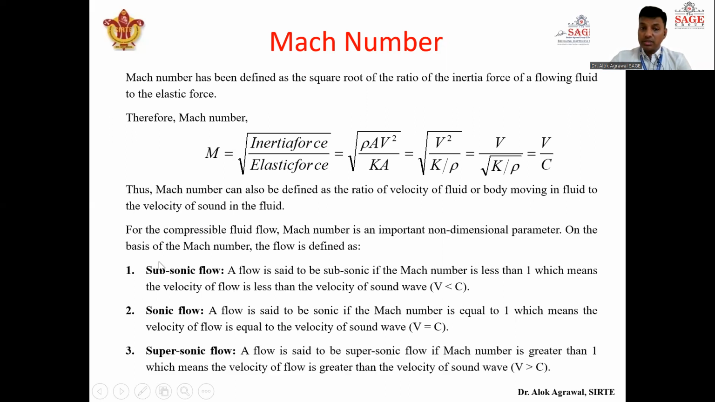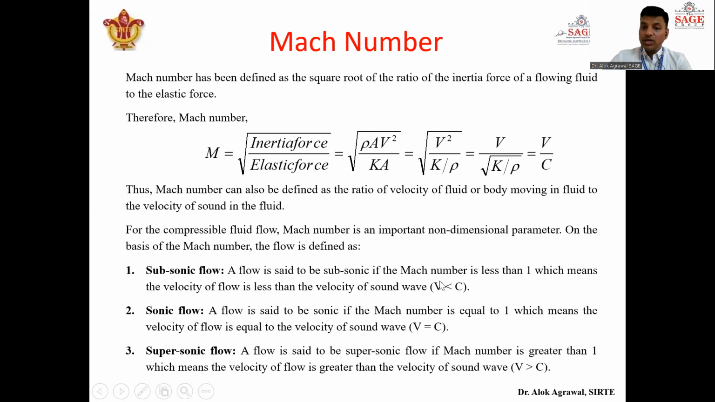So let us see what subsonic flow is. A flow is said to be subsonic if the Mach number is less than 1. Now see, M is equal to V by C. When will this Mach number be less than 1? When the velocity of any body or flowing fluid is less than the velocity of sound, we get a Mach number less than 1. And when this happens, the type of flow is subsonic flow, where V is less than C.